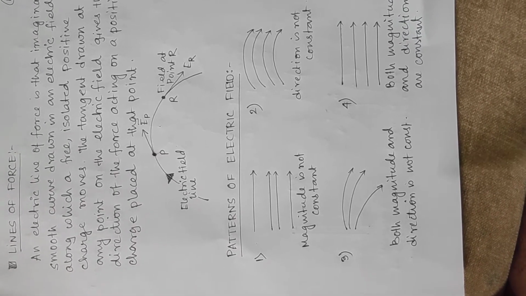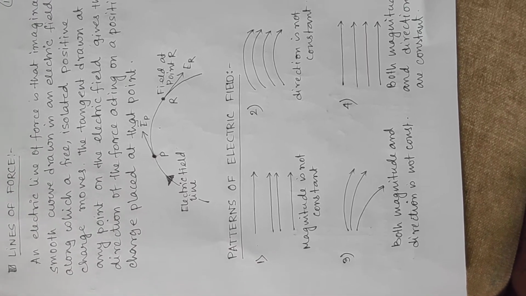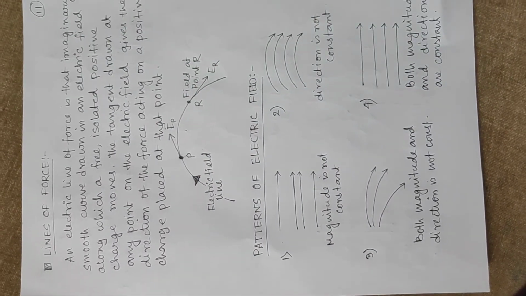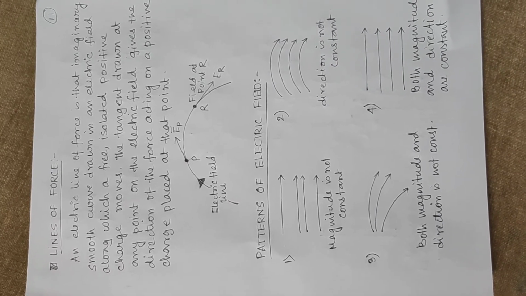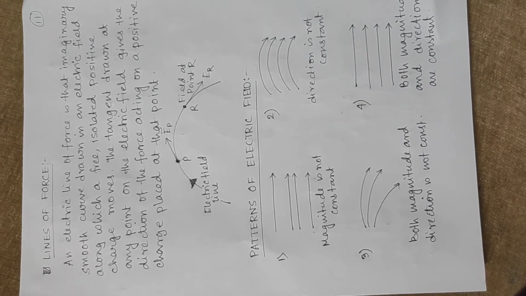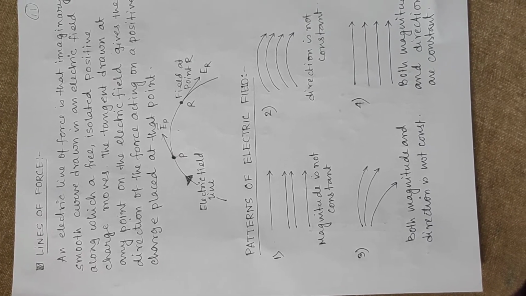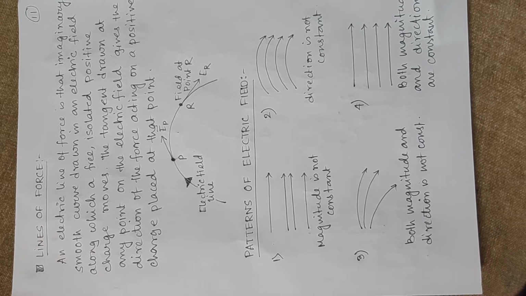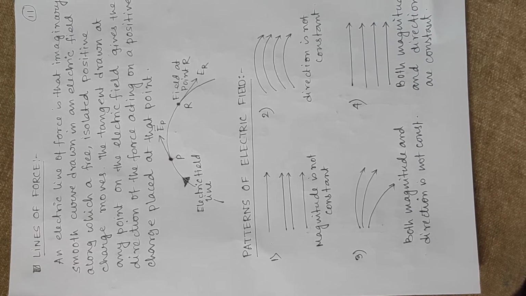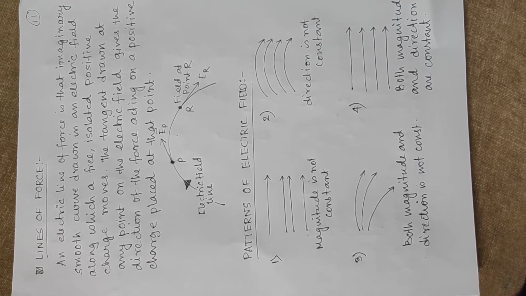Now, let's see the importance of the electric field lines. An electric line of force is an imaginary smooth curve. It's imaginary because it doesn't really exist. It's for our imagination, so that we are able to imagine the electric field in a better way. It is a smooth curve drawn in an electric field along which a free isolated positive charge moves. The tangent drawn at any point on the electric field line gives the direction of the force acting on a positive charge placed at that point.